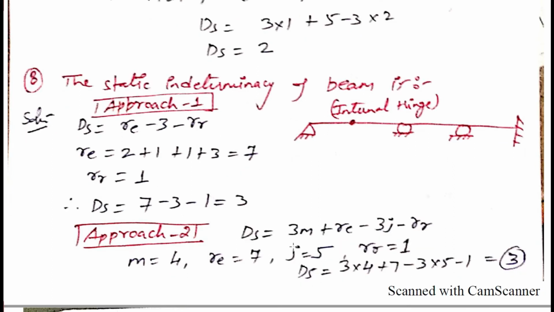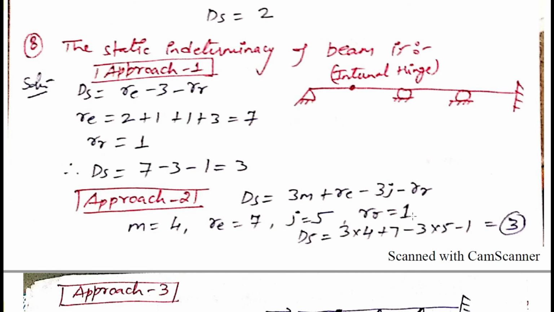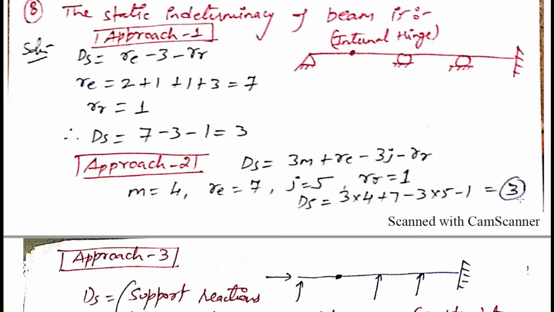Another approach we are having is 3m plus RE minus 3j minus RR. By putting all these values, members is equal to 4 here. 1. This is our hybrid joint. So this is another member 2. This is 3. This is 4. So number of joints is 5, 1, 2, 3, 4, 5 here. RR is equal to 1. In this way, DS is equal to 3 also.